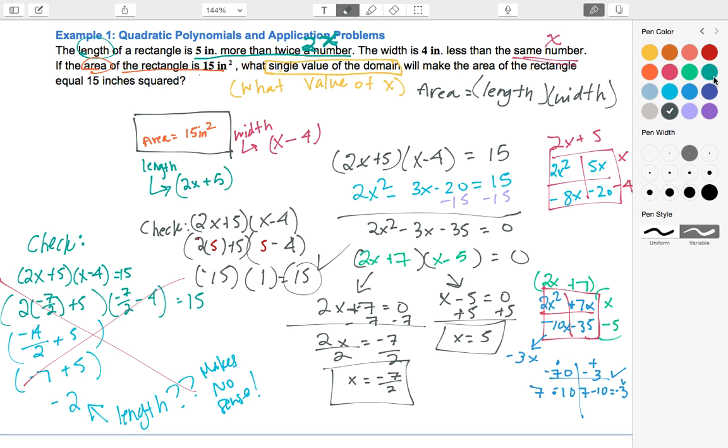So my answer is, what single value of the domain, or what value of x, would work? Well, that is 5. So my answer is x equals 5.